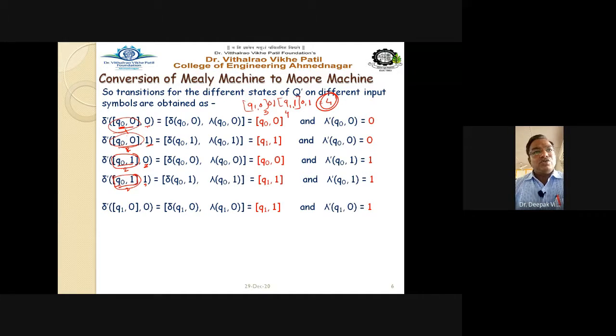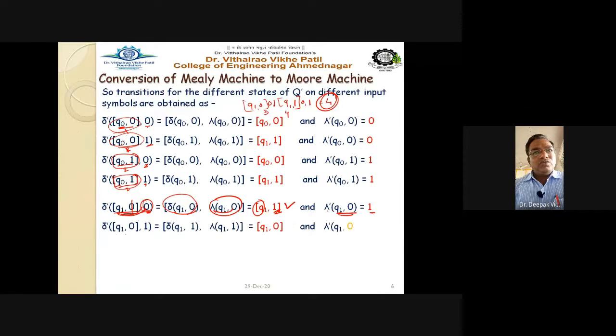q01, state number 3, on input 0, right? So the same you have to write here. You have to always take this input, not the output. You have to take the input q10 and lambda q10. So the answer for delta q10 is nothing but your q1, and the answer for lambda q10 is equal to 1. This is the 5th transition, and finally lambda dash q10 is equal to 1 from the transition table itself, right?